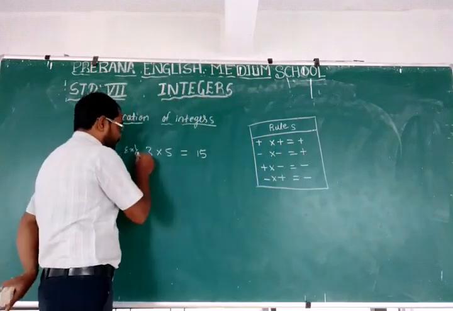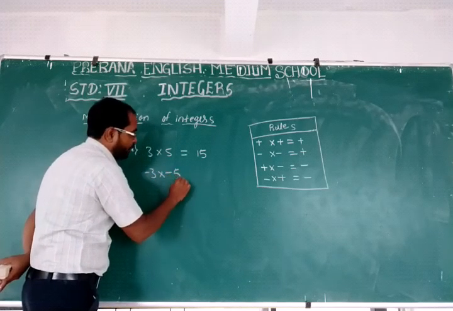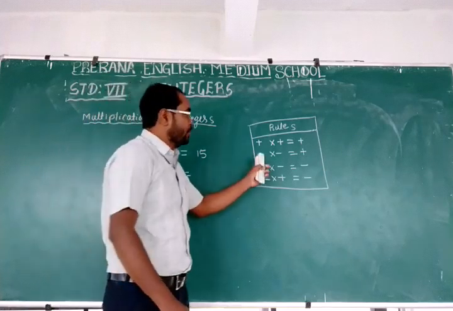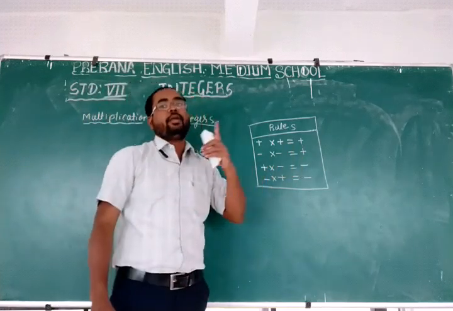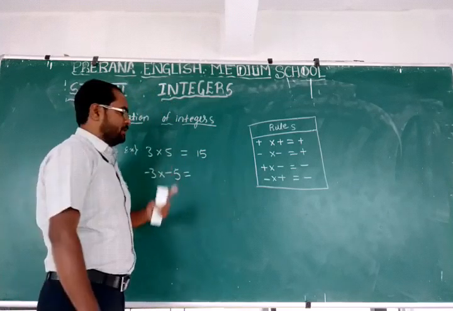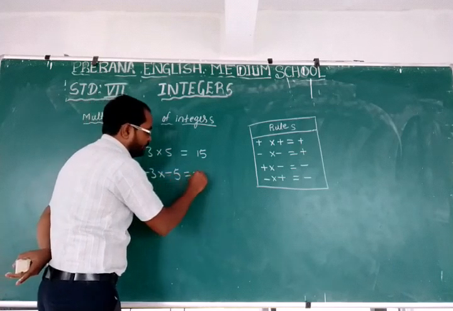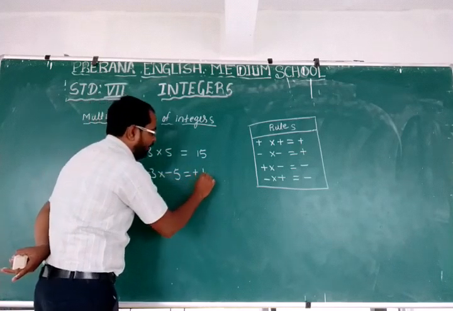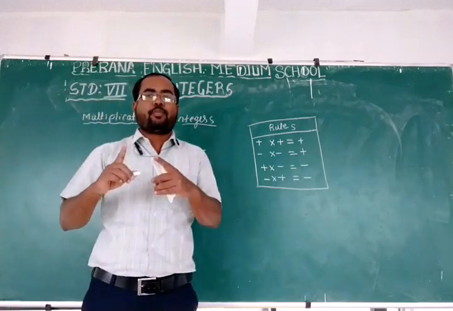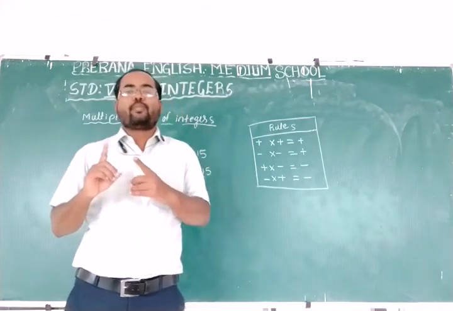What if both the numbers are negative? If it is minus 3 into minus 5. See here, when both numbers are negative, that means minus into minus will become a plus here. Both are minus here. Minus into minus is plus. 3 into 5 will be 15. Remember, plus into plus is equal to plus. Minus into minus is equal to plus.